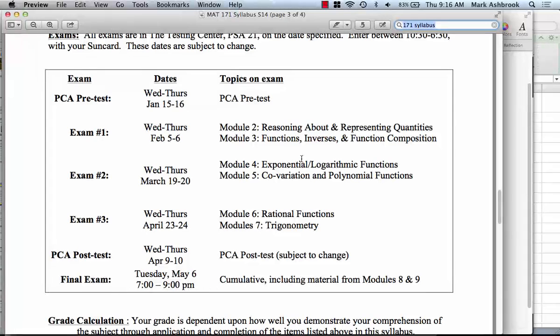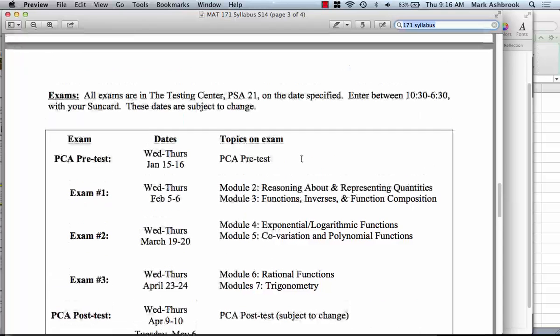Okay, pre-test. Either you took it yesterday or you're taking it today. It's a required element. If you don't take the pre-test, you get a 0 on exam 1. So if you didn't take it yesterday, you've got to get to PSA 21 between 10:30 and 6:30 today. Bring your Sun card. You don't have to do any preparation, but please do your best, to make sure that you get a grade for exam 1.